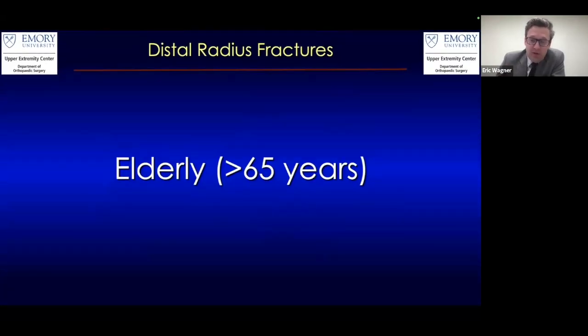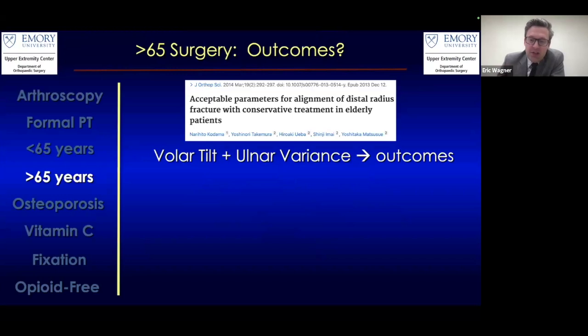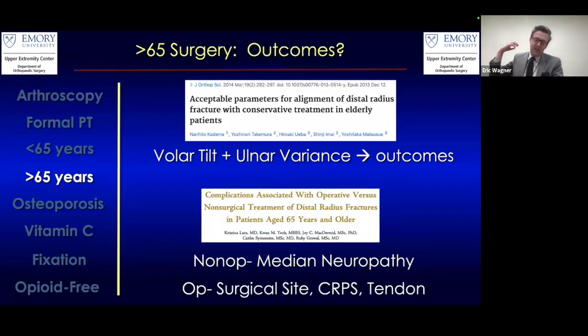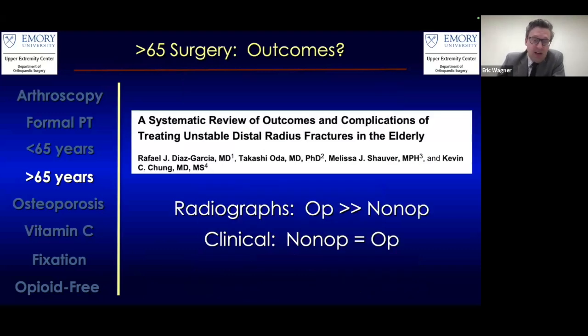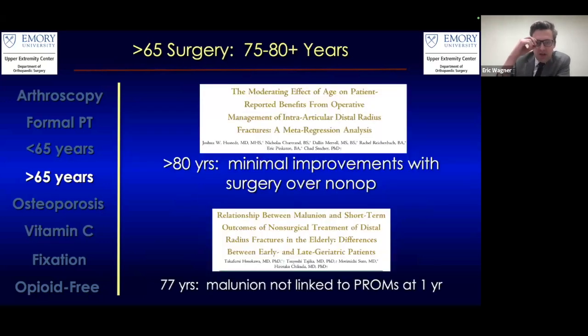The elderly is even more controversial, and this is something that we constantly discuss and debate, seeing if the evidence actually matches what we see clinically. There have been some great studies looking at associations between non-operative issues like median neuropathy or operative issues like CRPS or tendon issues. There's a fair amount of debate on who, and if, you ever need to operate on some of these elderly patients. Radiographically, it does appear that operative management improves the radiographic outcomes, but that doesn't always mean it improves the clinical outcomes, as was demonstrated in that systematic review.